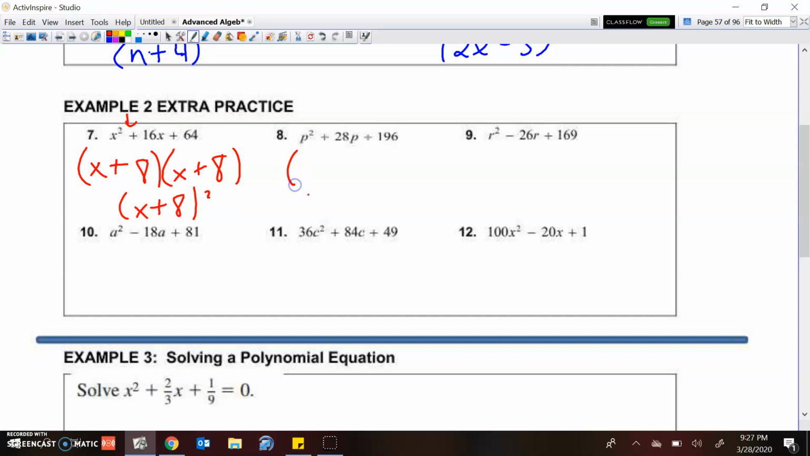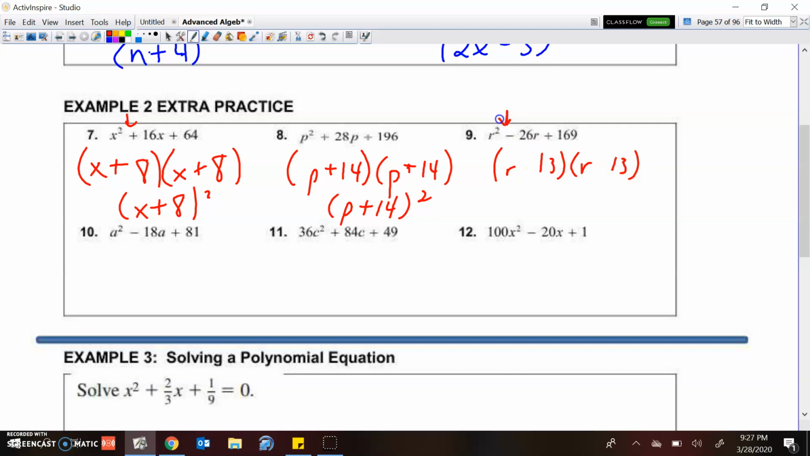The next one, we have p and p. Square root of 196 is 14. And we're going to do plus and plus. So in the end, it's p plus 14 squared. This next one we have r and r. Square root of 169 is 13. Because of the subtraction sign here, it's minus minus. So r minus 13 squared.